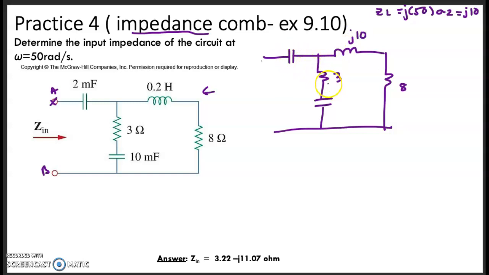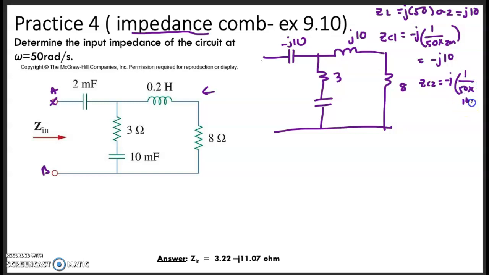So you have another two capacitors. ZC1 is equal to minus j 1 over omega C, which is 50 multiplied by 2 micro. So you can get minus J10. Just write here minus J10. And then you have another one, ZC2 is equal to minus j 1 over 50 multiplied by 10 micro. You can get minus J2. So you just put here minus J2. This is 10. Okay.